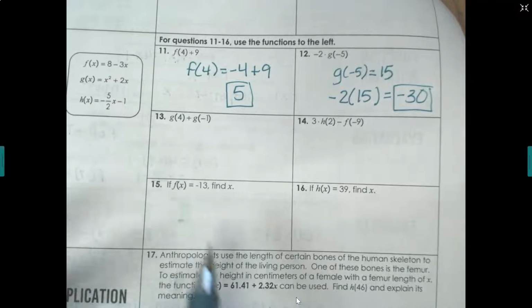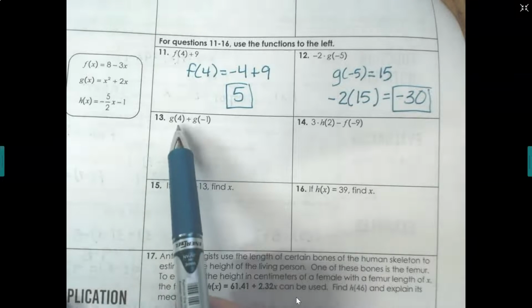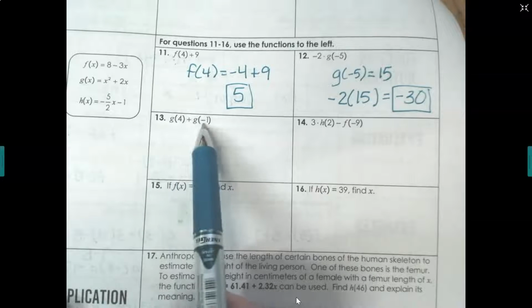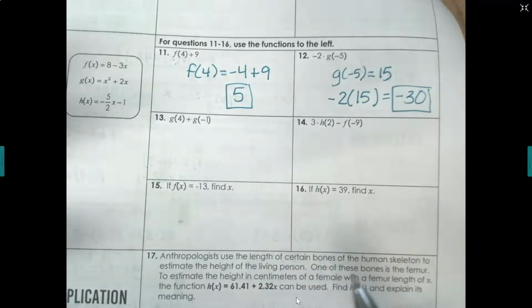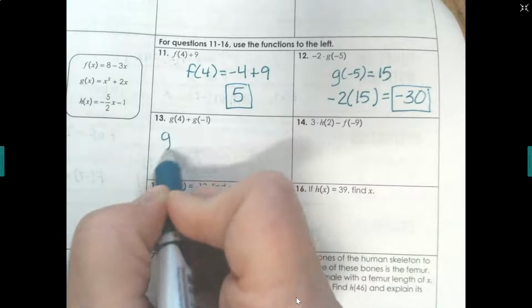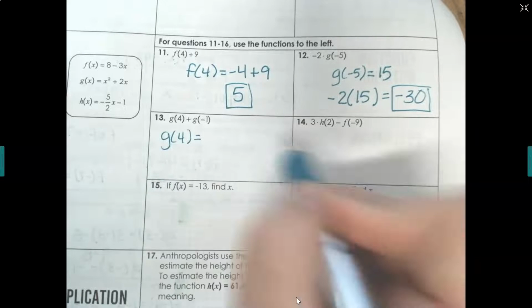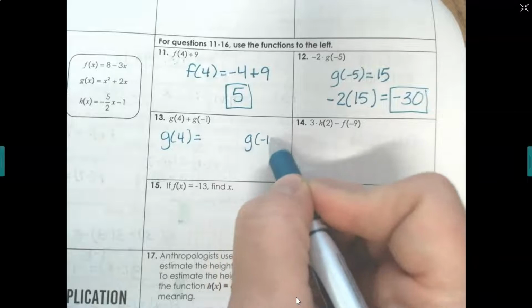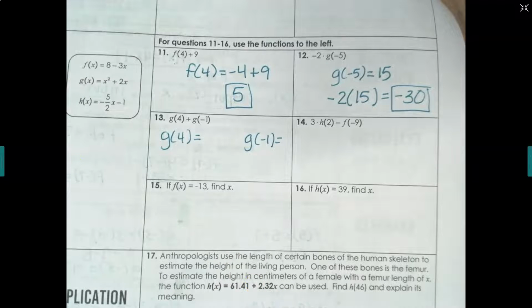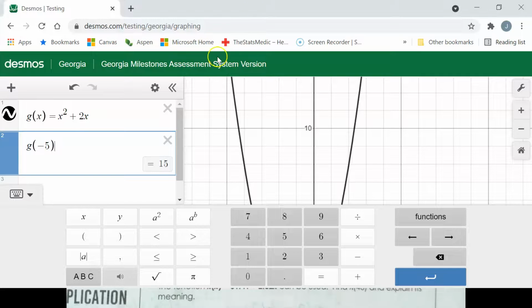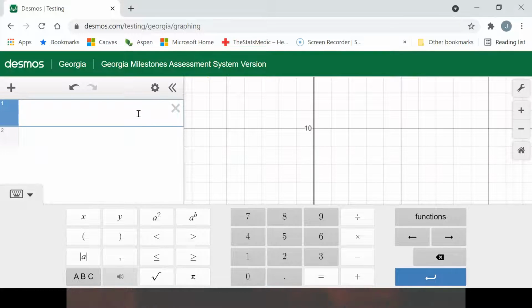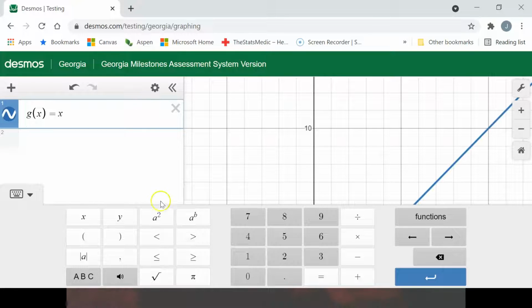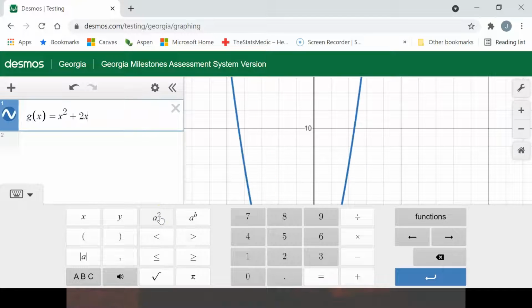All right. So we're going to go a little bit more complicated here. We want to use g both times. One time we're going to plug in g of 4, and one time we're going to have g of negative 1. So let's see, we want to know what g of 4 equals, and we want to know what g of negative 1 equals. So let's pull out our Desmos, exit out of what's already here, and put in, well, we could have probably left the g of x in. G of x equals x squared plus 2x.